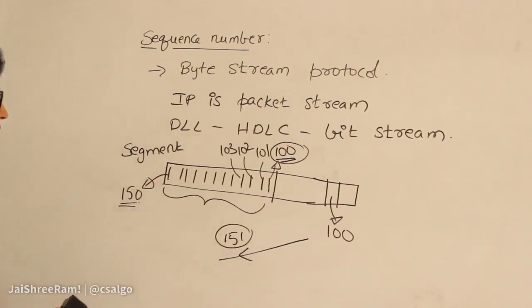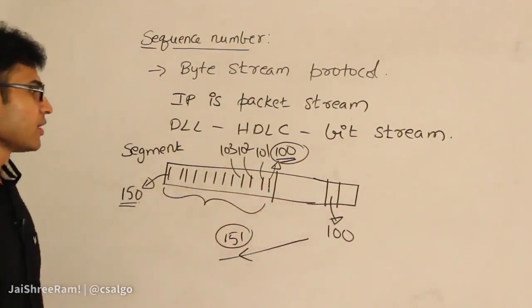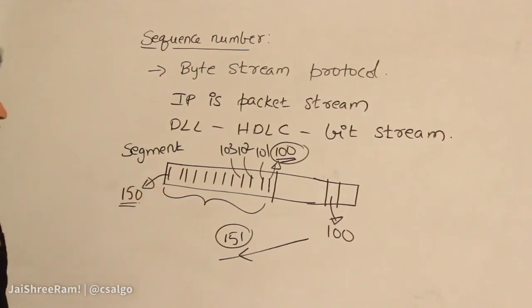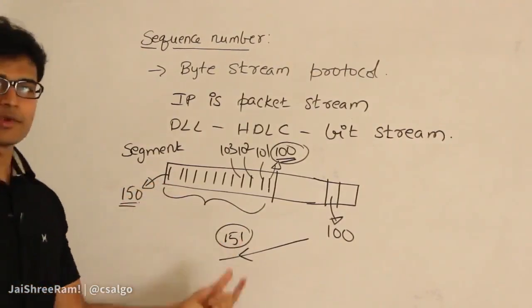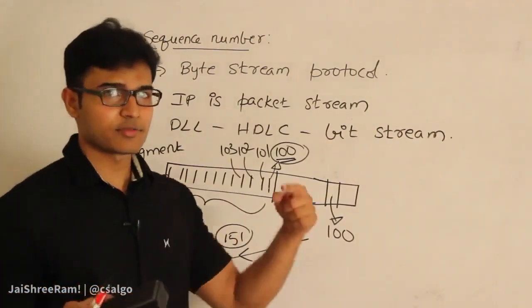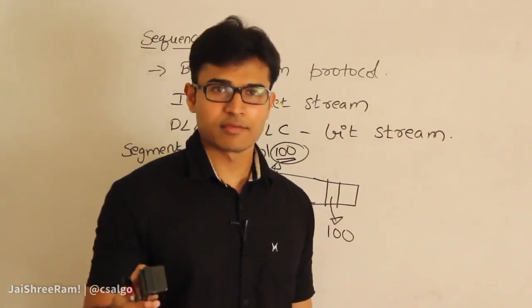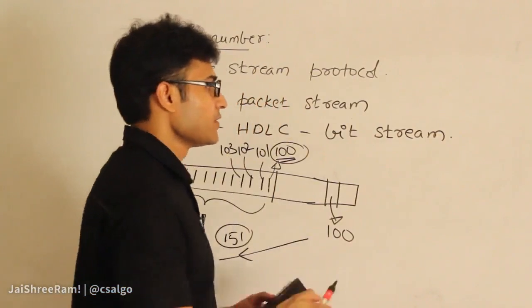Now the question is, the first byte sequence number you are going to put here, and you can know the first byte sequence number, but then you cannot know the last byte sequence number. Once you know the last byte sequence number, then you can calculate the acknowledgement number. The acknowledgement number is nothing but the last byte sequence number plus 1, simple. But then given the first byte sequence number, how can you calculate the last byte sequence number? So that is the question.